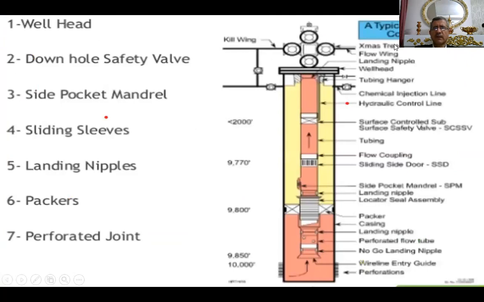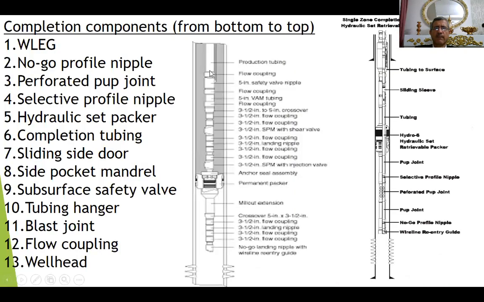Here we have typical completion components from the Christmas tree down to the wireline entry guide. Each one, we have to know them: sliding side door, gas lift mandrel, subsurface safety valve, F nipple, R nipple, wireline entry guide, perforated pup joint, packer, casing, tubing hanger, outlet valves. For the Christmas tree also, we will see the valves that we can use to control the flow of the well.